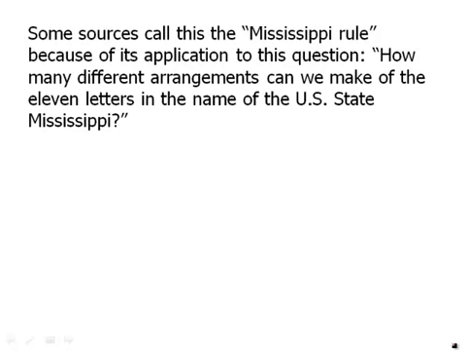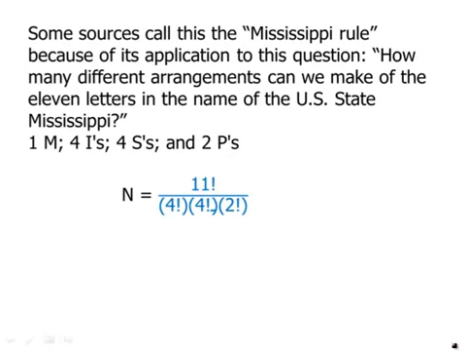Some sources call this the Mississippi Rule because of its application to this question. How many different arrangements can we make of the 11 letters in the name of the U.S. state Mississippi? And of course, what's special about the U.S. state Mississippi is that it has so many repeated letters. It has 4 S's, 4 I's, and 2 P's. So if we wanted to figure out the number of arrangements, it would be 11 factorial divided by all those individual factorials. 11 factorial divided by 4 factorial times 4 factorial times 2 factorial. Now we're not going to calculate this right now, but that is how we'd apply this. In other words, dividing the total number of arrangements by the factorial of the number of repetitions in each particular group.